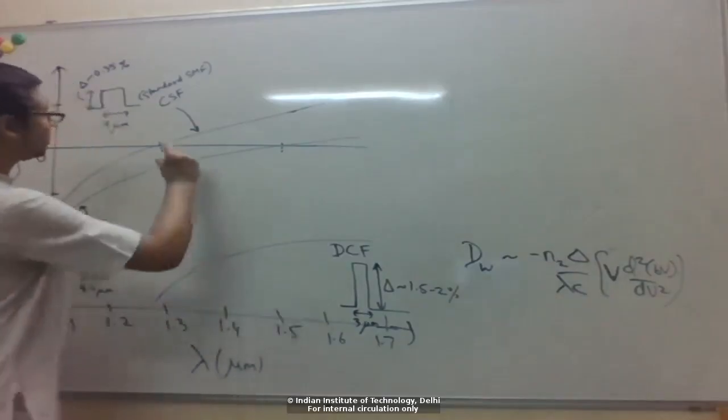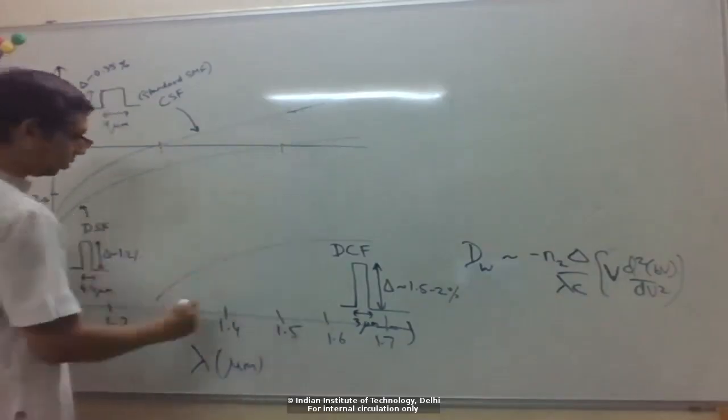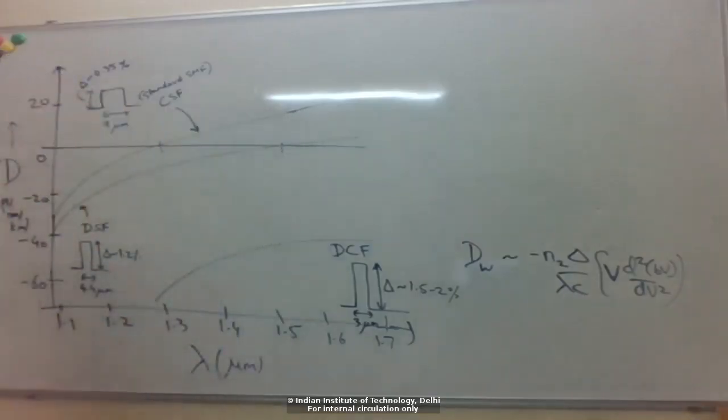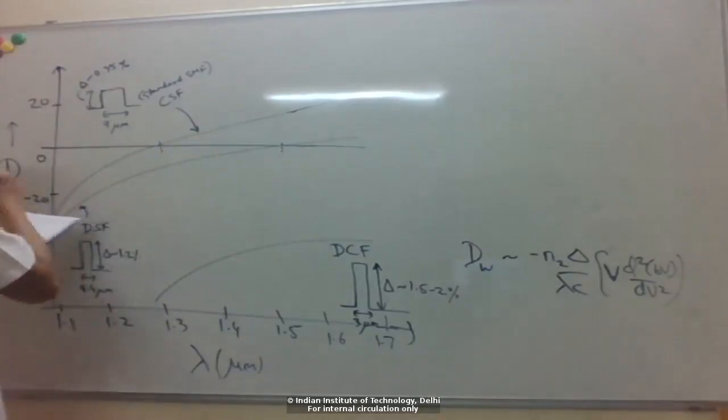So you can see that the dispersion is varying over that wavelength range, right? In the standard fiber. So different signals will have different types of distortion. So how do you overcome that? So you can design fibers which have a flat dispersion profile.